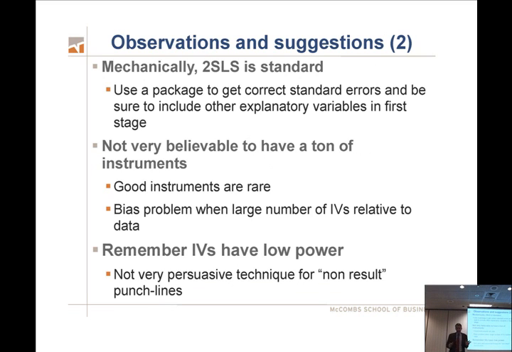Okay? More things, mechanics. Two-stage least squares is by far the industry standard. As I mentioned before, it's probably safest to use a canned package to do that unless you want to write the code yourself. It's not believable to have a ton of instruments. Good instruments by their very nature are rare, right? So the fact that you have 10 in a regression makes it less believable rather than more. And there's also this bias problem I mentioned before. When the number of instruments is large relative to the data set, the bias is more severe. Remember that IVs have low power, as we mentioned, so it's not a great technique if the punchline of your paper is, I don't find anything. Okay?